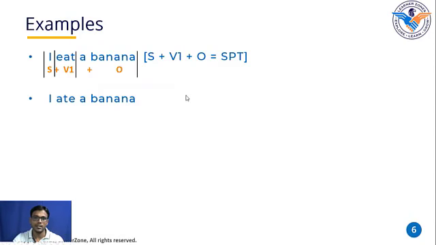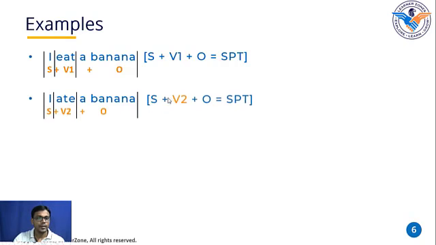I ate a banana. I have replaced eat with ate because eat, ate, eaten. Right? S plus V2 plus O. Now, the second shape of eat is ate. Eat, ate, eaten. So if I want to make the simple present tense sentence into simple past tense, I just need to change this V1 to V2. That's it. Let us see one more example.